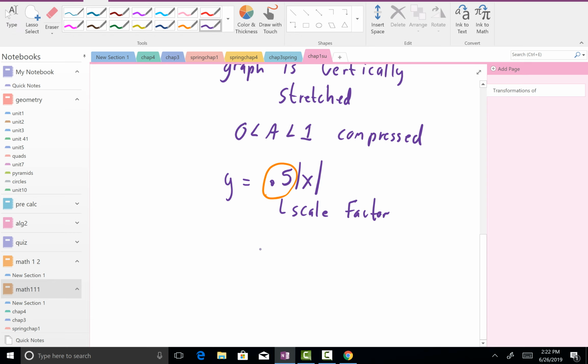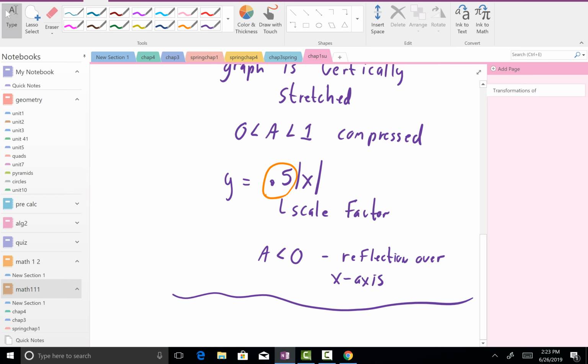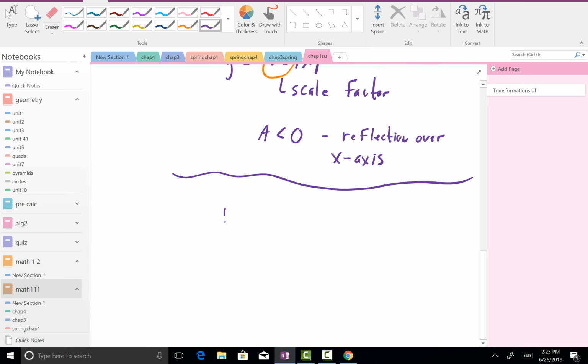If A is less than 0, then we have a reflection over the x-axis. So these are the types of things you should have kind of noticed. It might be differently worded, and if the wording makes better sense to you the way you wrote it, then stick with that. You can combine the two here if you want, but we want it to be so you can understand it. But that's what A does. Okay, let's try B. What does B do?